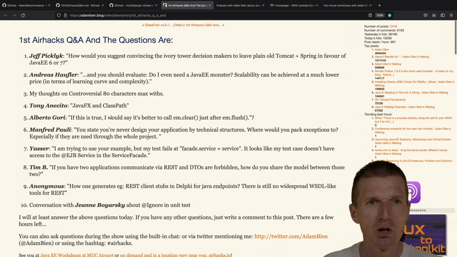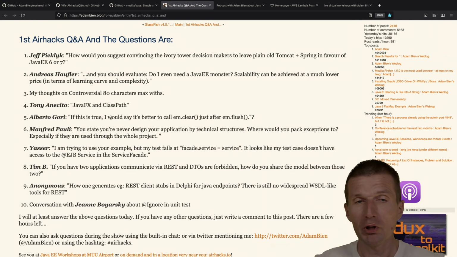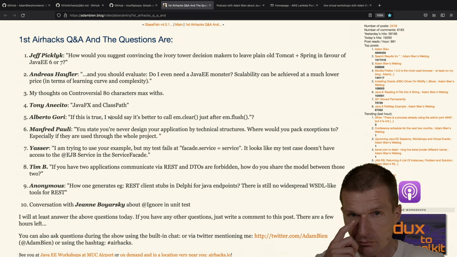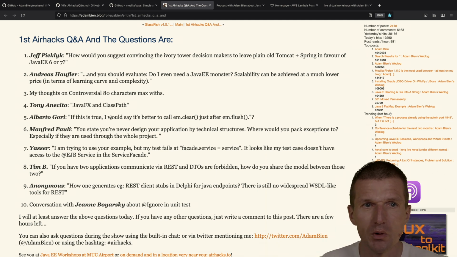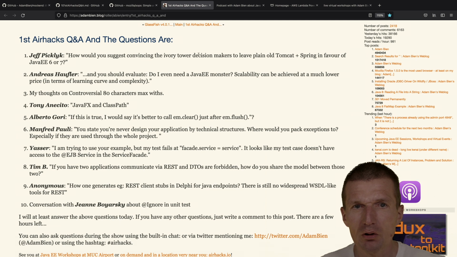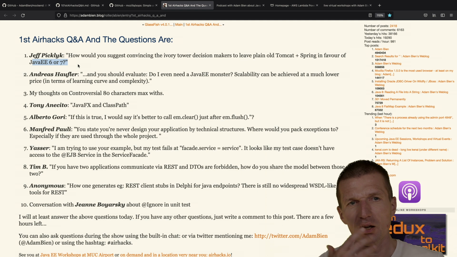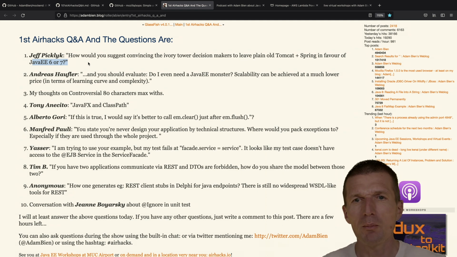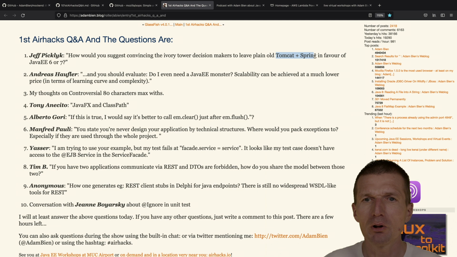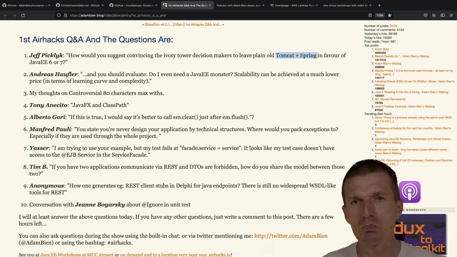And the question is, what's really interesting, what were the questions, at least 8 years ago, so more than 8 years ago. And Jeff said, okay, how do you suggest convincing the ivory tower decision makers to leave plain old Tomcat and Spring in favor of Java EE 6 or 7? Interesting one, right? And the next is like the counter question. I mean, back then. Now you would have to leave from Tomcat to Spring Boot, I would say, right now. So there is a migration possible.